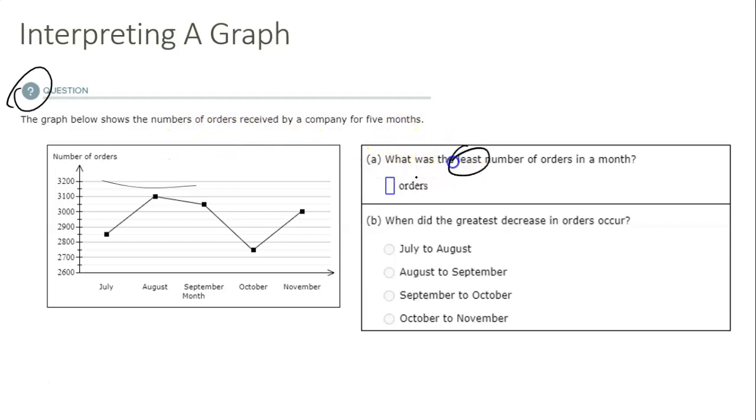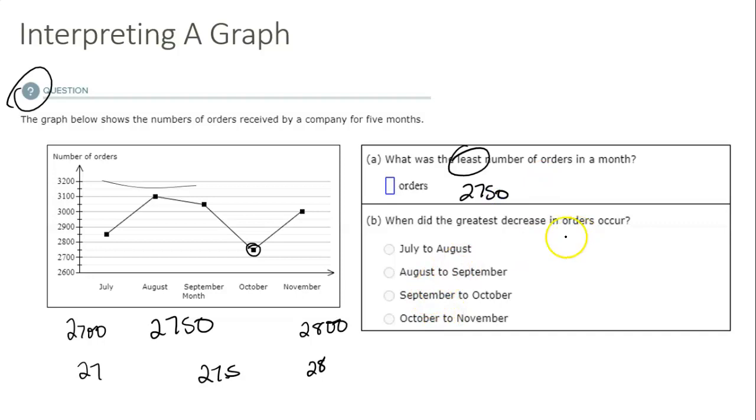All right, this says what was the least number of orders in a month? That's this dot right here, but it's not October that we're looking for. We're looking for the number of orders in between 2,700 and 2,800. Well, if we were looking for what's in between 27 and 28, that would be 27.5. So that's 2,750 in between 2,700 and 2,800. So it's 2,750 orders.